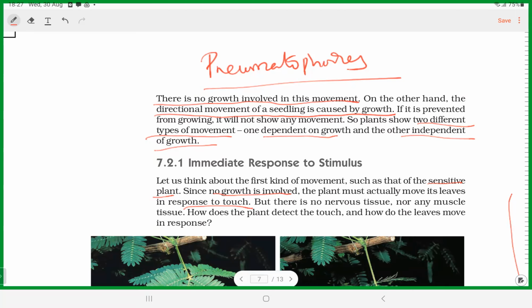Indole-3 acetic acid is a type of natural auxin. There is one hormone called 2,4-D, capital D. Actually, that's a synthetic auxin. Can you understand? All these extra information you can get only from your study material. So, please go through that also.